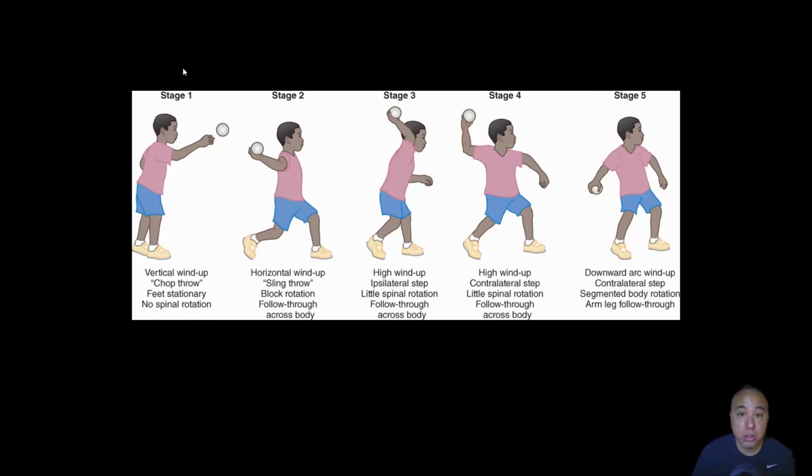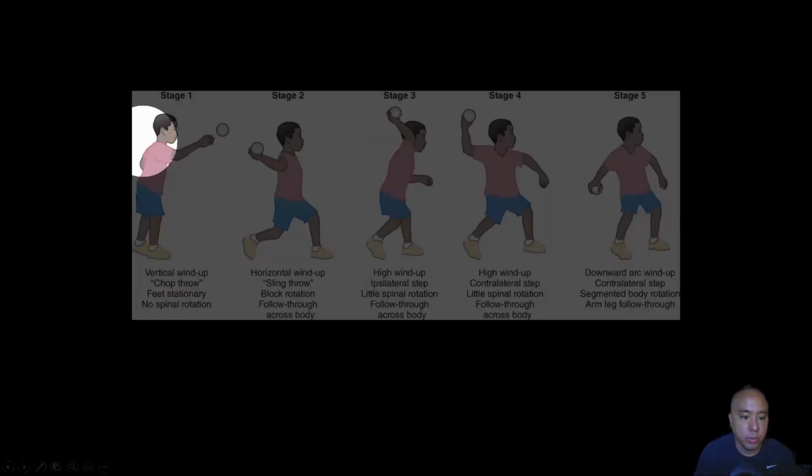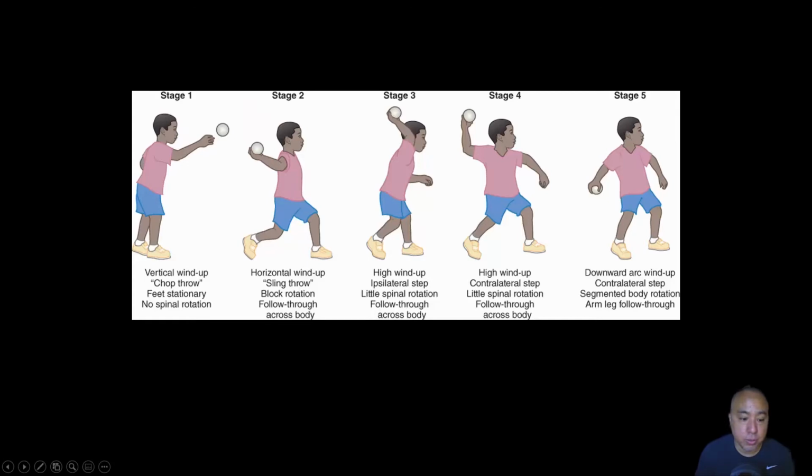So as a young child, all of us learn how to throw something, and the first stage of throwing is just simply what's called a chop throw. You just simply use your arm to throw a ball. There's no movement of the feet, no spinal rotation, what they call pelvis and trunk rotation. So the first stage is just simply throwing with your arm, right?